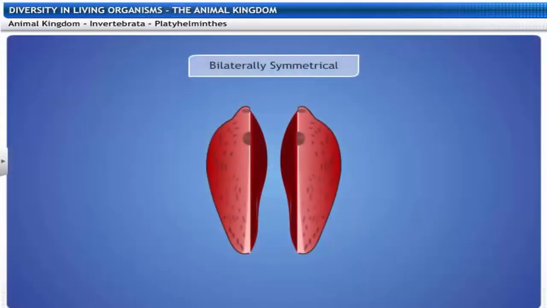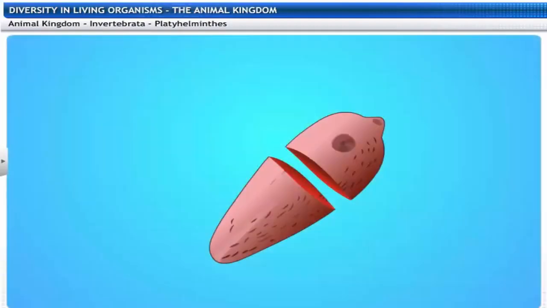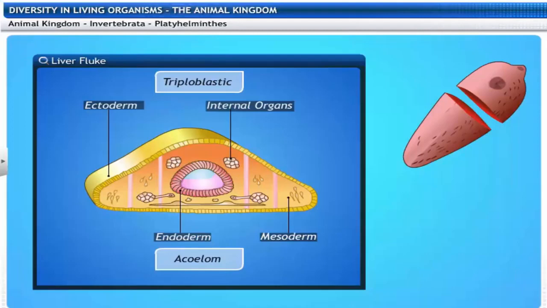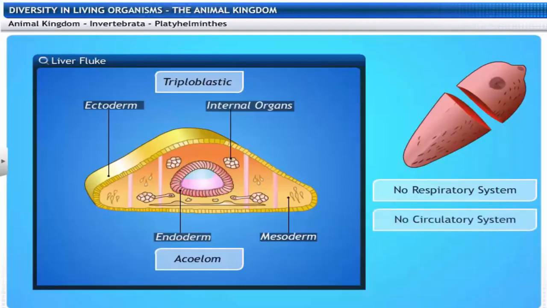Their bodies are bilaterally symmetrical, meaning that the left and the right halves of the bodies have the same design. Their bodies have 3 layers of cells that form differentiated tissue. This is why they are called triploblastic animals. Flatworms have no body cavity, hence they are called acoelomates. They lack respiratory and circulatory systems.